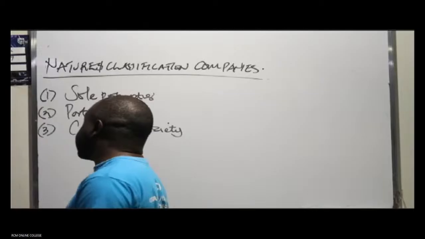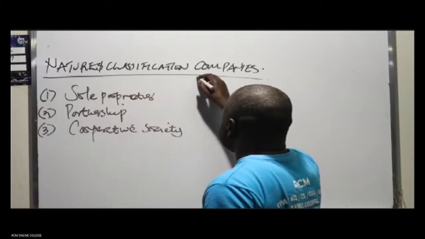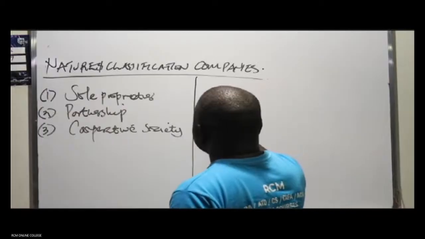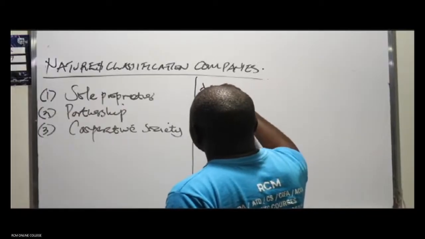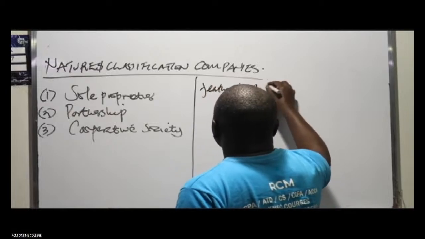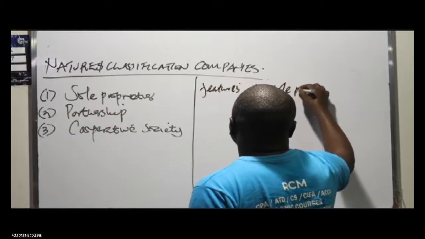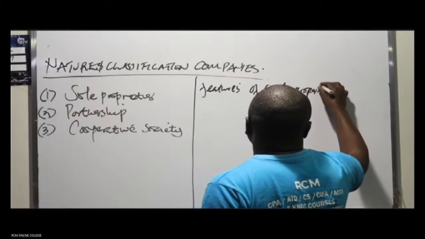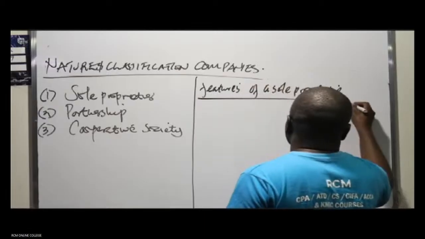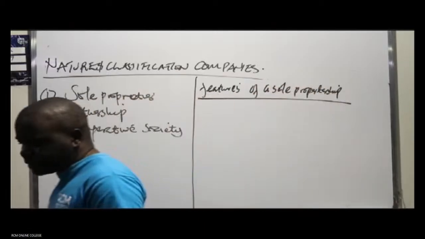For example, if I ask, what are the features or characteristics of a sole proprietor? You can indicate them there in the chat. Features of a sole proprietorship form of business. What are the features of a sole proprietorship form of business? What do you know about a sole proprietorship form of business?